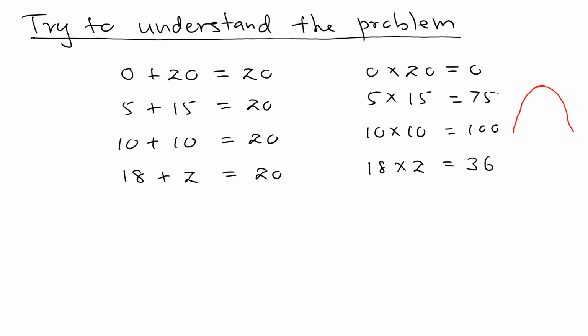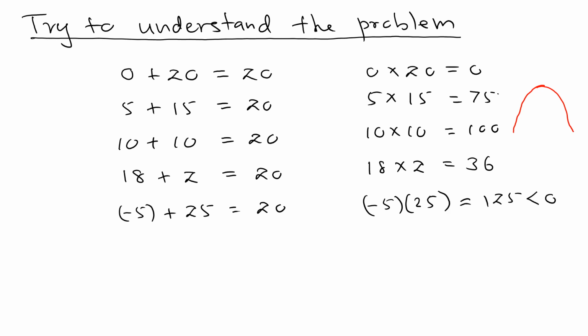In these examples, the numbers are positive. But what happens if you pick one positive and one negative? For example, let's pick -5 and 25. These two numbers add to 20, so that works for the first condition. But when you multiply, you get -125, a negative number. We are not interested in this case, because you are looking for the largest possible product, so we disregard it because the product is negative.